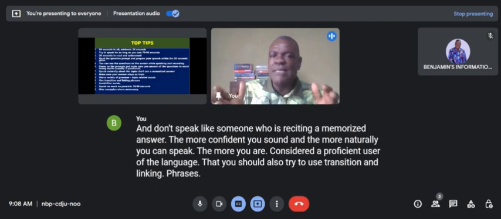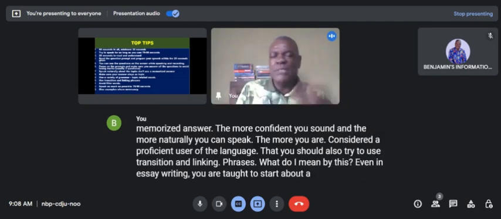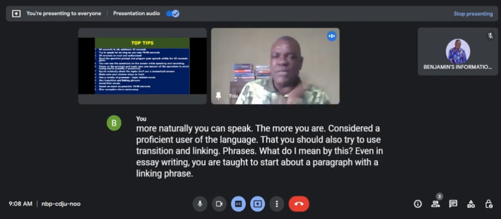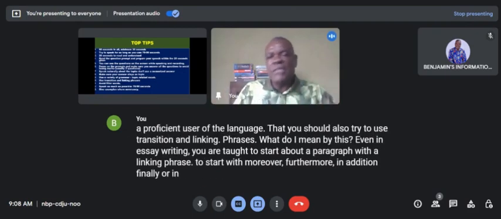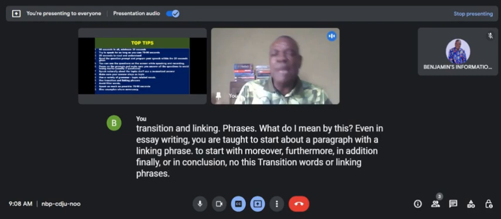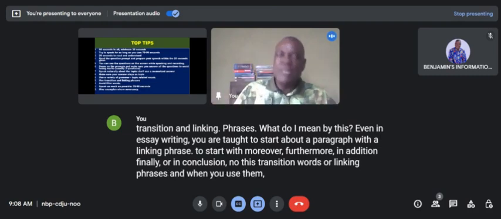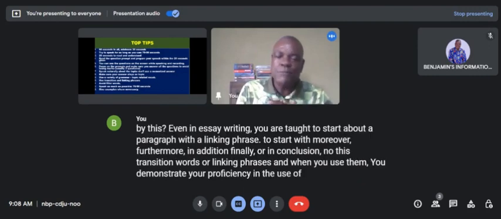What do I mean by this? Even in essay writing, you are taught to start a paragraph with a linking phrase: to start with, moreover, furthermore, in addition, finally, or in conclusion. These are transition words or linking phrases. And when you use them, you demonstrate your proficiency in the use of the language.